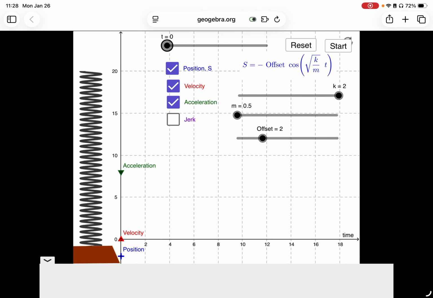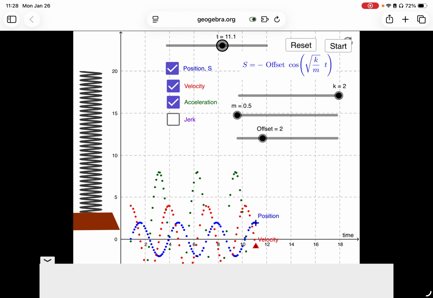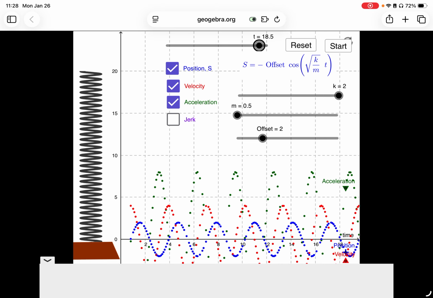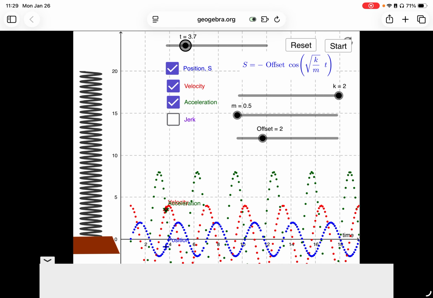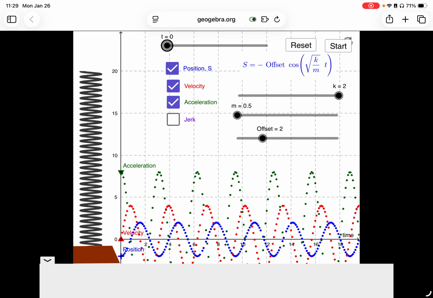It's getting a bit messy there, so I'll just clear it up. But it also goes much faster. So lower mass, higher angular frequency gives us a much higher frequency there.